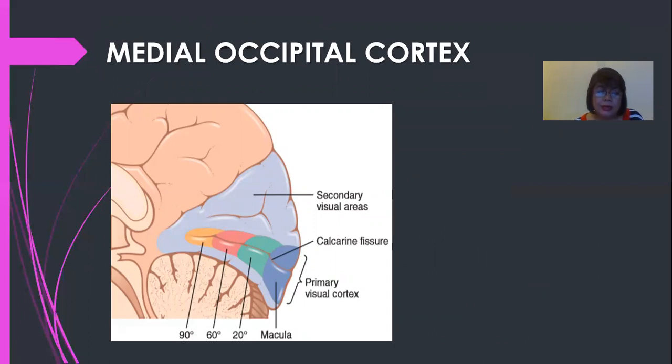So this is now your medial occipital cortex. This is the primary visual cortex. Look at the macula here. Look at the representation of the macula, which is very big. So there is visual acuity, visual point-to-point representation in the macula. And this is surrounded by your secondary visual areas.